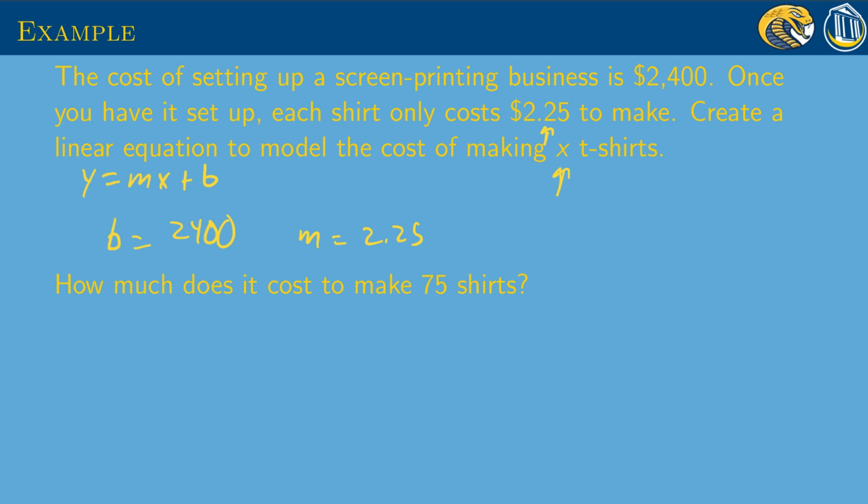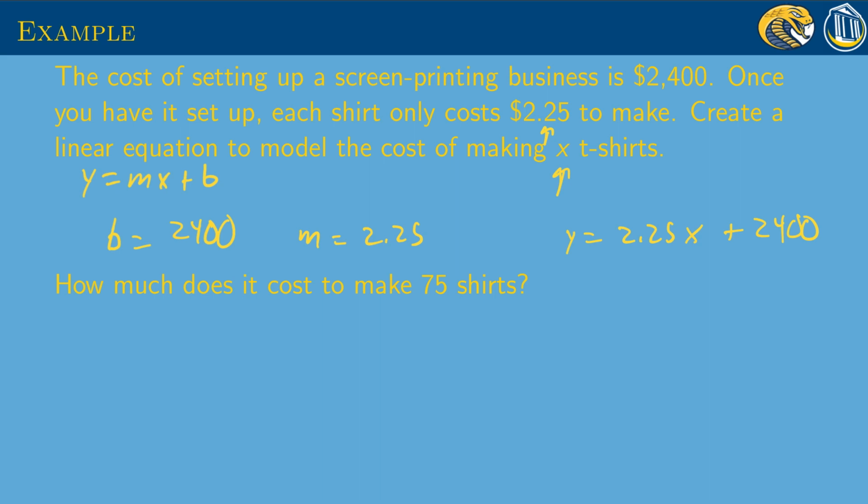Putting those together, we come up with the equation y equals 2.25x plus 2,400. Once we have our equation set up, we can use this to make future predictions. Like how much does it cost to make 0 shirts? If we plug in x equals 0, this term cancels out, and we're left with 2,400. We knew that from the way the problem was worded.